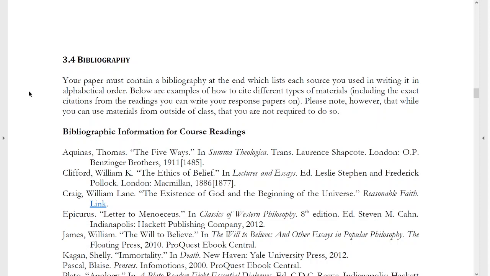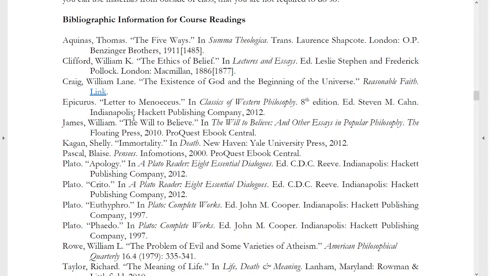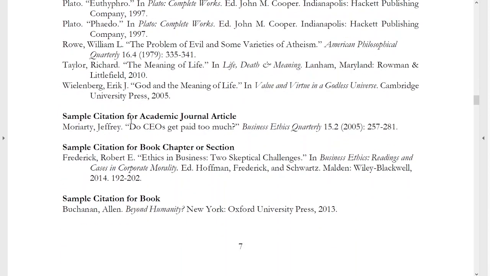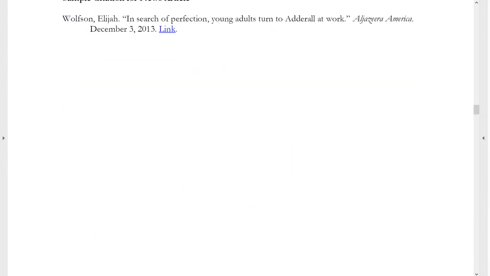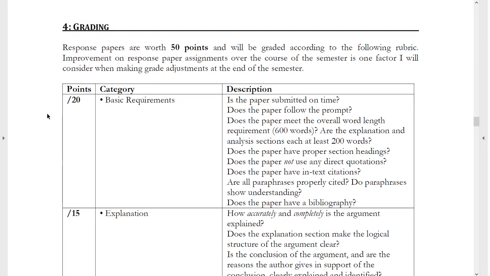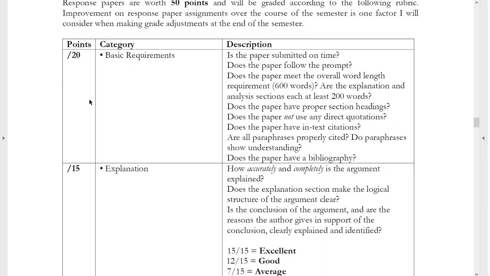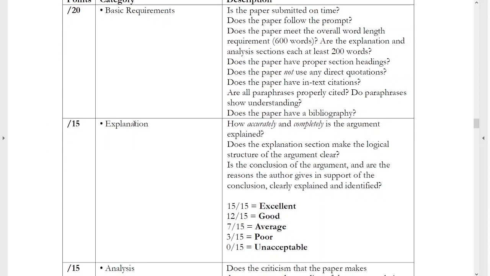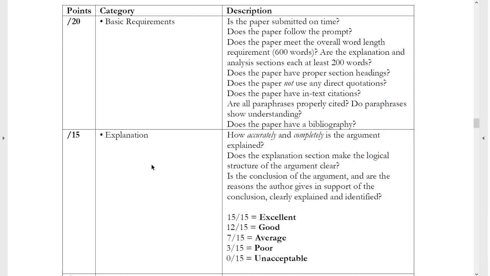Okay, so what we have left in this document, again, I've already said all the bibliographic information is listed here for you to use. I've also got some examples in general of how to do other sorts of citations. And then we'll say a few things about grading. So the assignment is worth 50 points total. It's broken down into these three categories: basic requirements 20, explanation section 15, analysis 15.